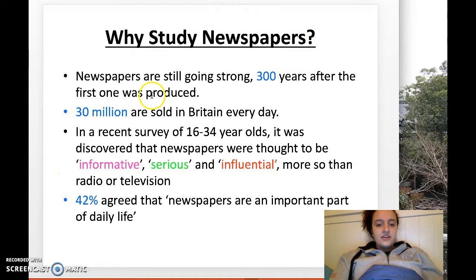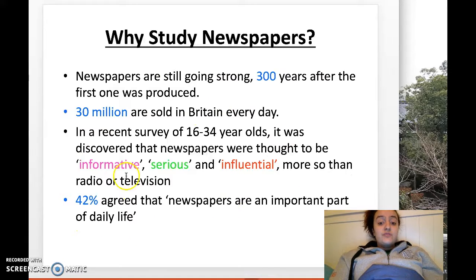Alright, so newspapers are still strong 300 years after the first one was produced. In Britain alone, 30 million are sold. And don't worry, don't copy this down, okay? In a recent survey of 16 to 34-year-olds, it was discovered that newspapers were thought to be informative, serious, and influential, more so than radio or television. And 42% agree that newspapers are an important part of daily life.